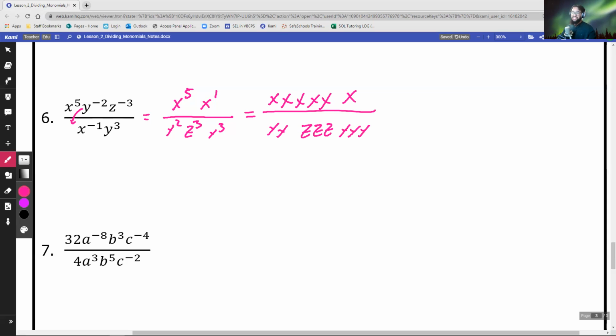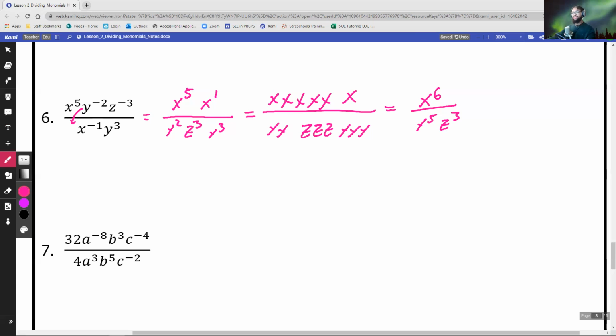And now what I need to do is just combine things that I need to combine and rewrite this in a simplified form. 1, 2, 3, 4, 5, 6 x's. So it's going to be x to the 6 all over 1, 2, 3, 4, 5 y's. So that'll be y to the 5th, and then z cubed. I didn't have anything to do with the z, so those stay the same.